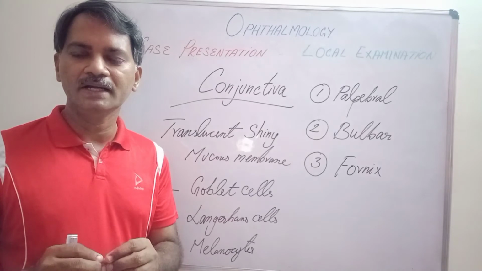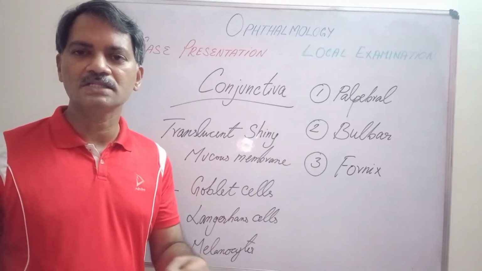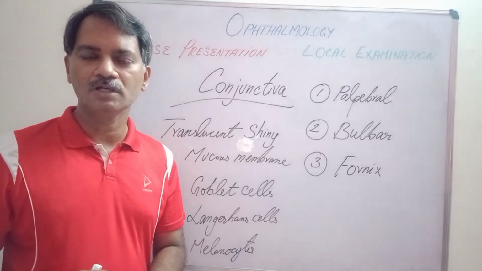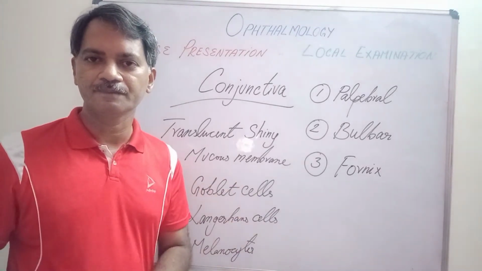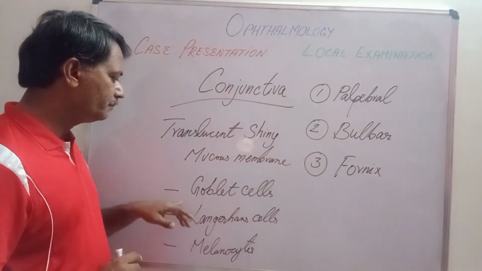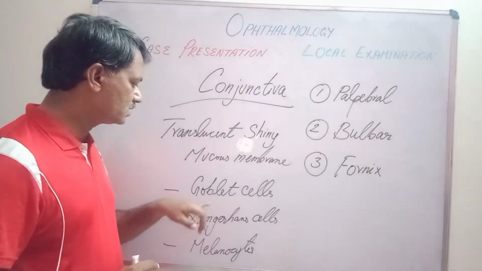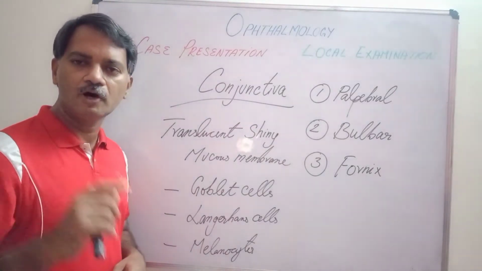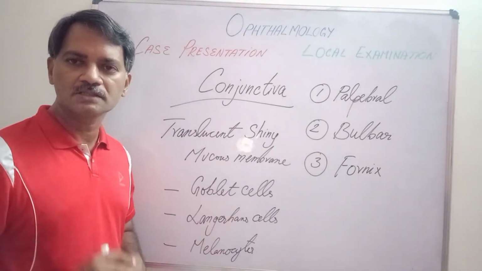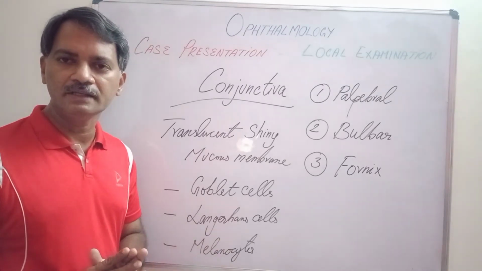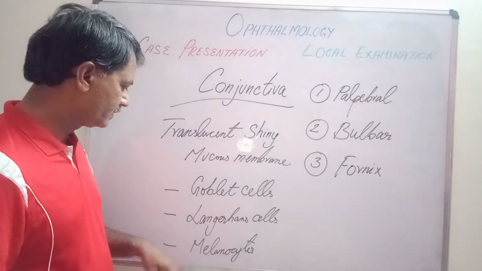Nowadays they have divided this conjunctiva into several sub parts. Let us not go into that because it will take so much time. Today I am going to tell there are three important things in the conjunctiva. One is the goblet cells. The goblet cells are essential for secretion of mucus. It gives protection to the surface of the cornea and the conjunctiva.